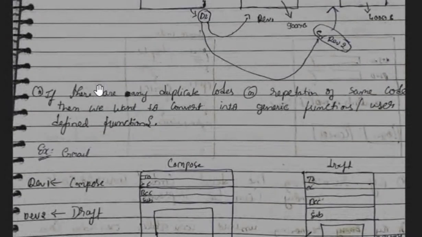After that, the second point: if there are any duplicate codes or repetition of the same code, then you want to convert them into a generic function, a user defined function. For example, if I am printing with System.out.println for addition, and we are adding 2 objects 4 to 5 times, then making it a generic function is going to help. That's it. They are explaining this in the second point.